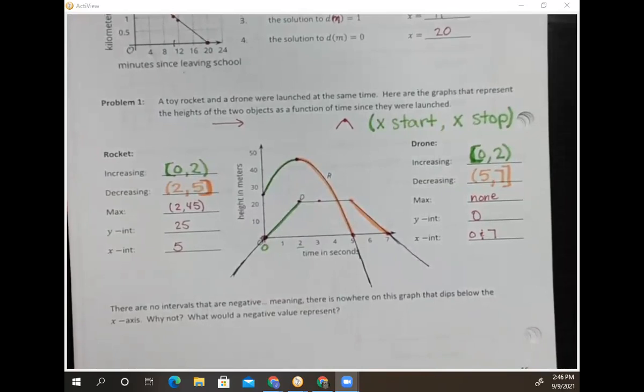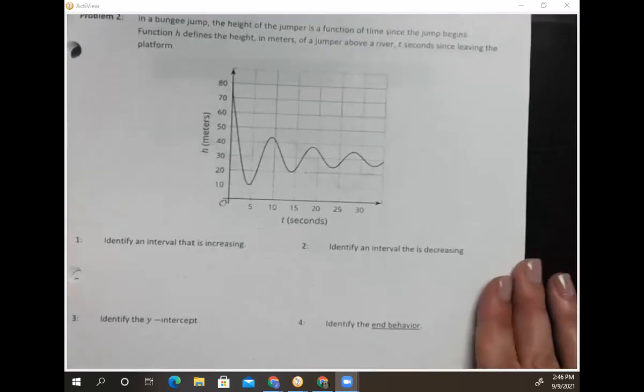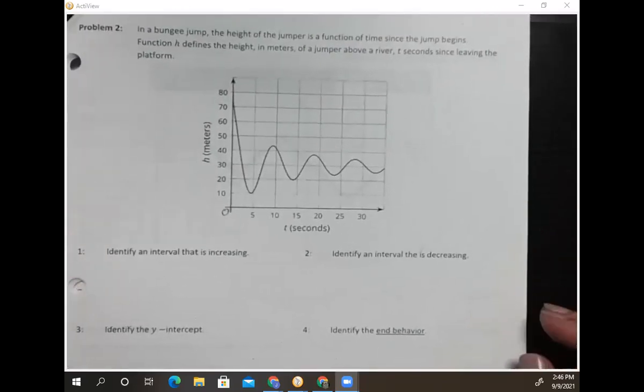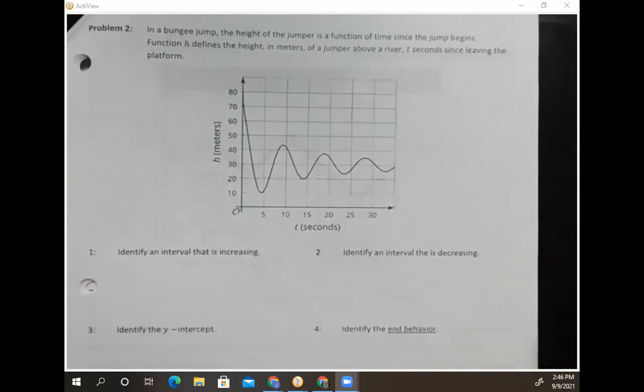Okay, turn to the next page for me, and we're going to look at another example. On the next page, our graph represents the trajectory of a bungee jumper. Has anyone been bungee jumping? You have? So correct me if I'm wrong, but I believe it goes something like this.